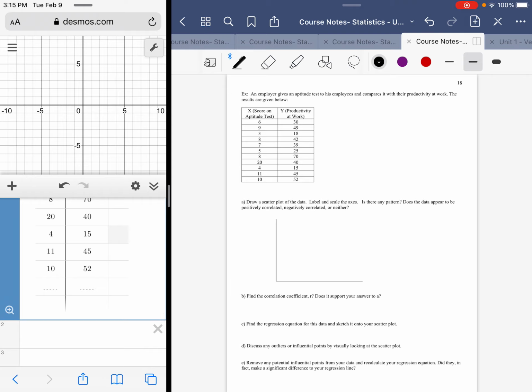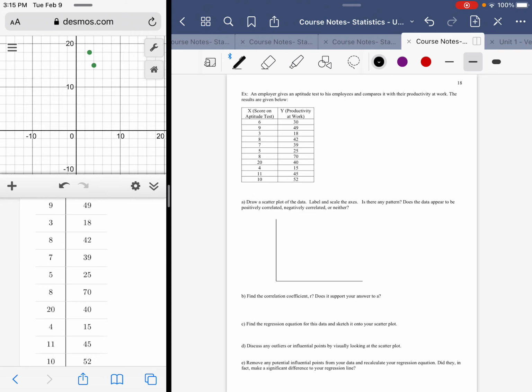Draw a scatter plot of the data, label and scale the axes. Well, Desmos is going to label and scale it for us, so we're not worried about that. Well, at least it'll scale it for us, so we're not concerned with labels as much as we would be if we were doing it by hand. Is there a pattern? Well, we'll get there. We've got to take a look at the picture first. Does the data appear to be positively correlated, negatively correlated, or neither? All stuff that I can't answer yet. I haven't seen the picture.